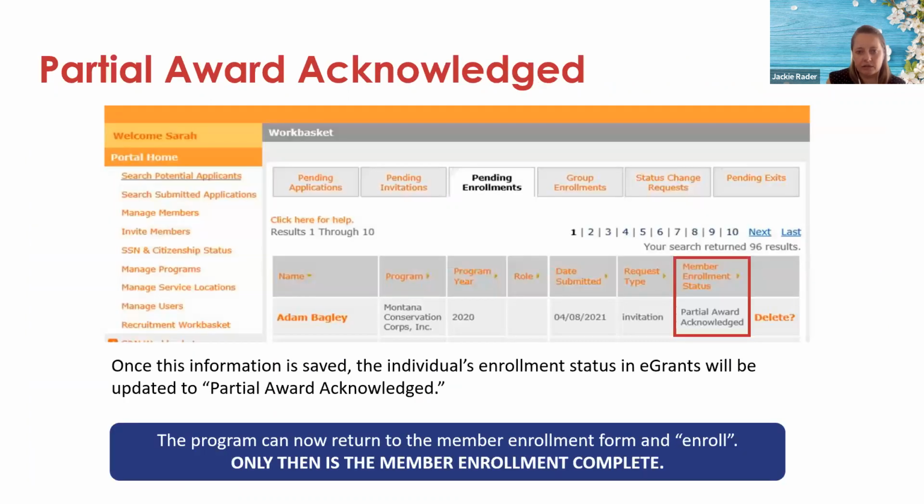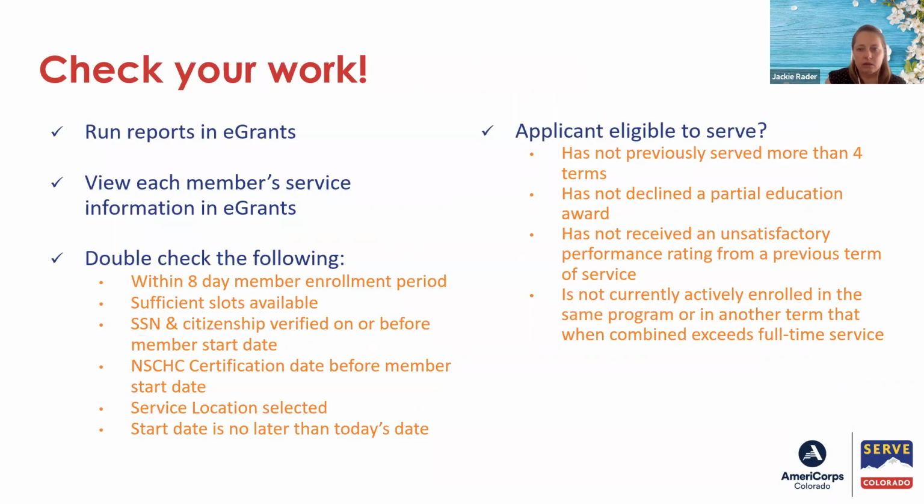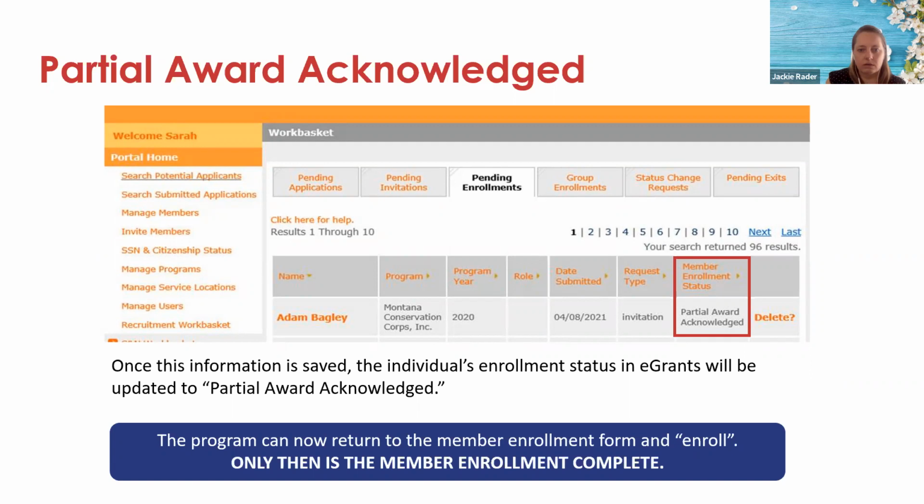Once they do that, it should come back into eGrants for that member and it'll say partial award acknowledged. Once you see that, you can now go back into the member's enrollment form and the enroll member button should populate for you to enroll that member. Okay, any questions on this part of it?